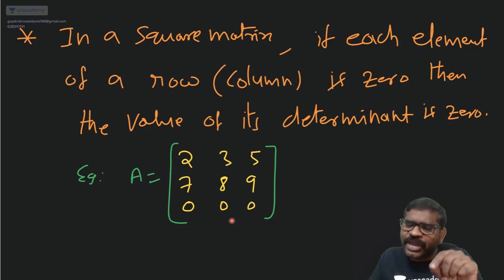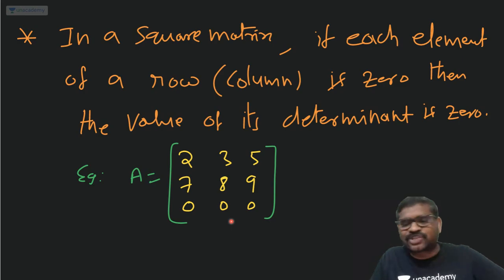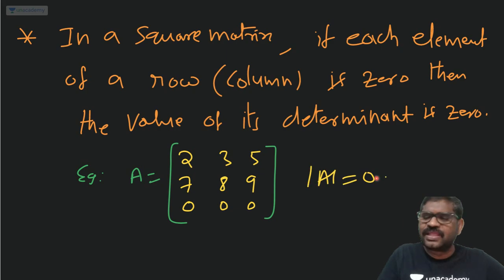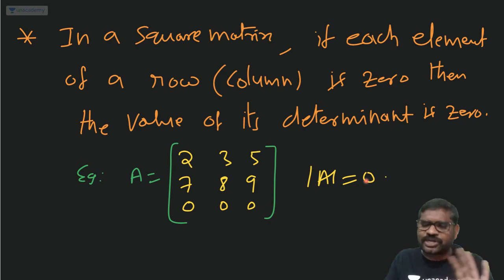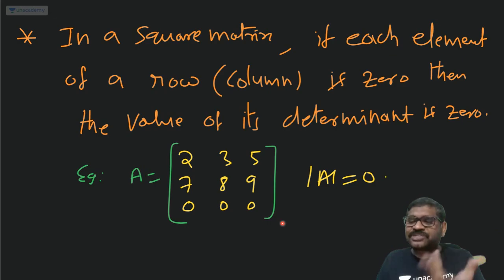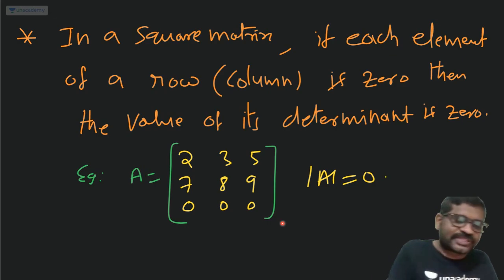Suppose you expand the determinant by the last row, then what is the determinant value? 0. So det A is 0. Or if you expand by the first row, then also the determinant value is 0. But the last row is completely a 0 row, so 0 into its cofactor is always 0. That's why the determinant value is 0. Next.